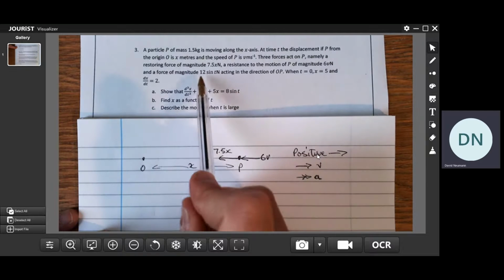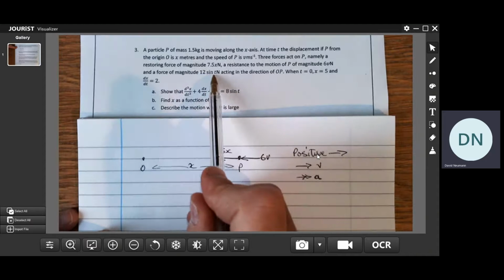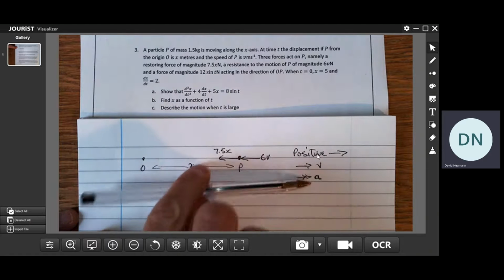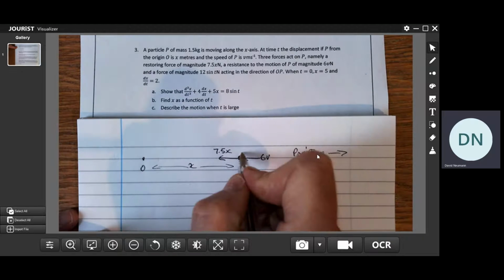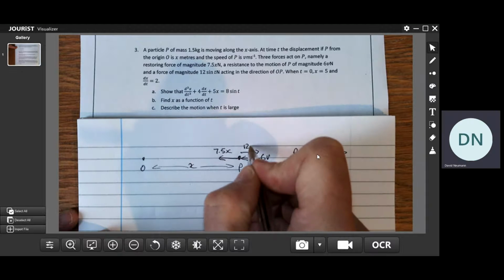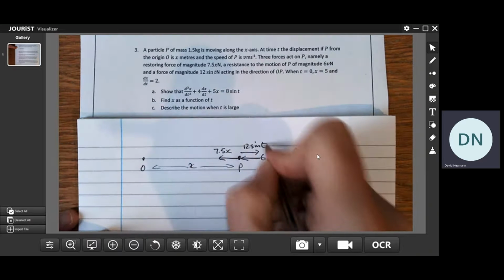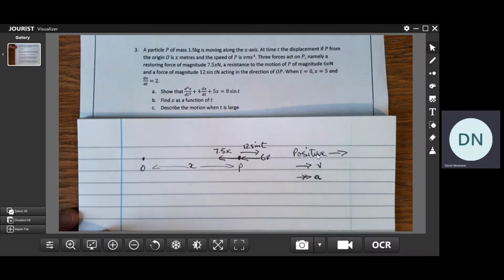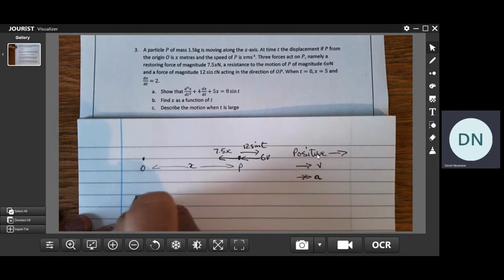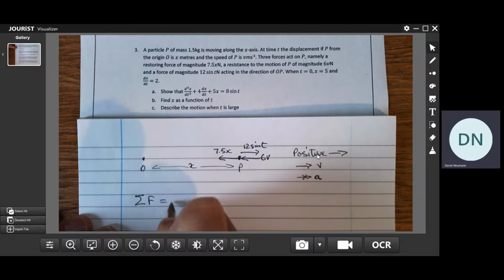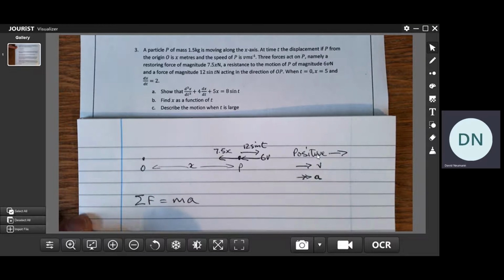And we've got a force of magnitude 12 sin t acting in the direction of OP. Well, OP is that direction, so we've got 12 sin t acting in that direction. Did it say 12 sin t? Yeah, 12 sin t. There we are. So just as we did before when we looked at the damped harmonic motion example, we're going to take the sum of the forces is equal to mass times acceleration.